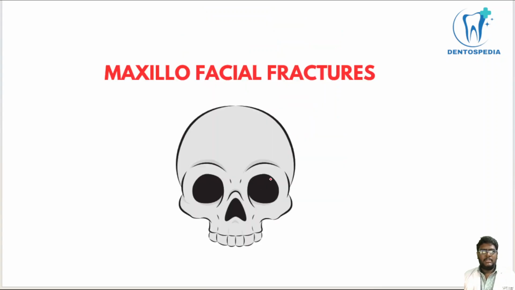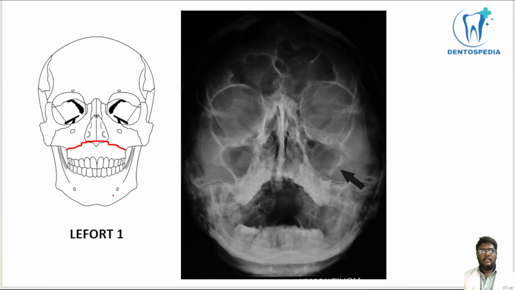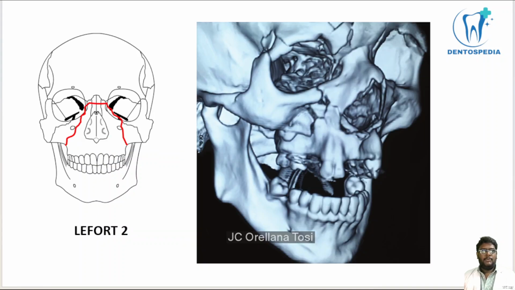And coming to the maxillofacial fractures, here you can see the Le Fort fracture. This is a CT scan. In a Le Fort 1 fracture, the fracture line runs from one side of the maxilla to the other side of the maxilla, right? In Le Fort 2, you can say it is a pyramidal fracture. The shape of the fracture line is pyramidal, right? Here you can see it in the CT scan.